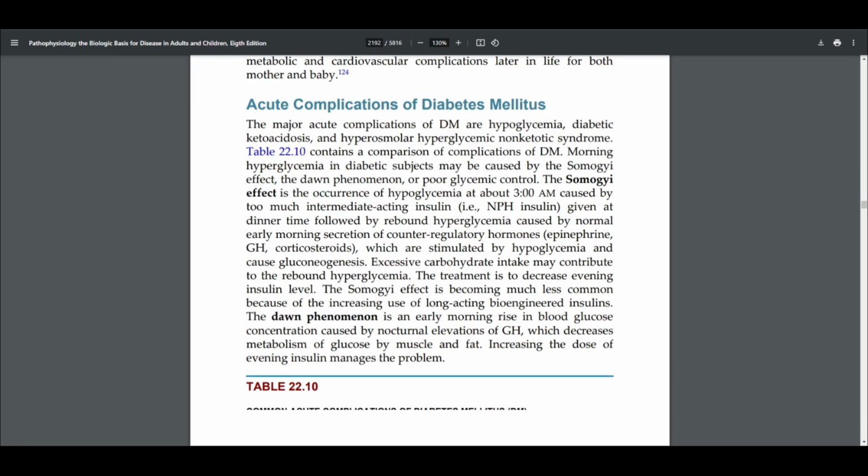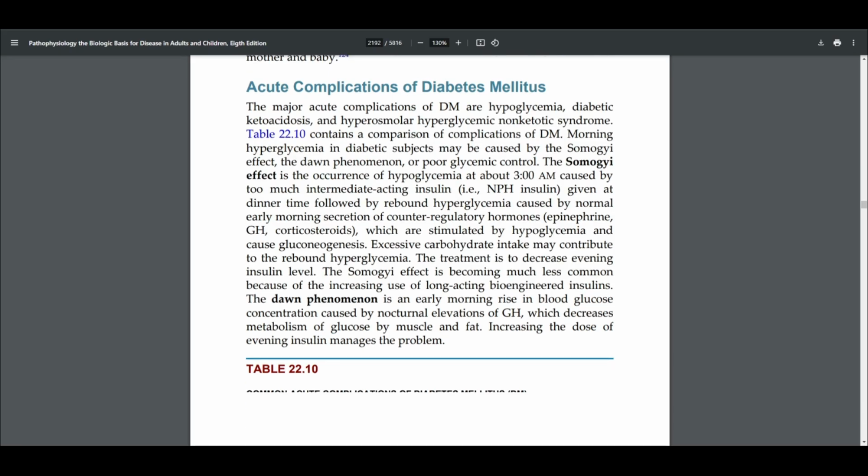Now, the acute complications of diabetes. The major acute complications of diabetes are hypoglycemia, diabetic ketoacidosis, and hyperosmolar hyperglycemic non-ketotic syndrome. So your DKA versus your HHNS: Table 22.10 contains a comparison of the two.